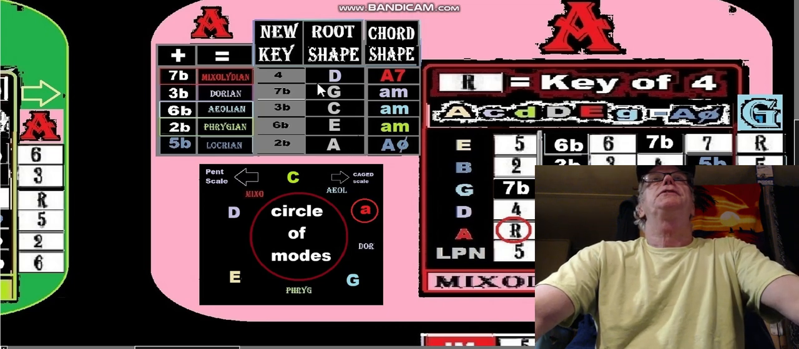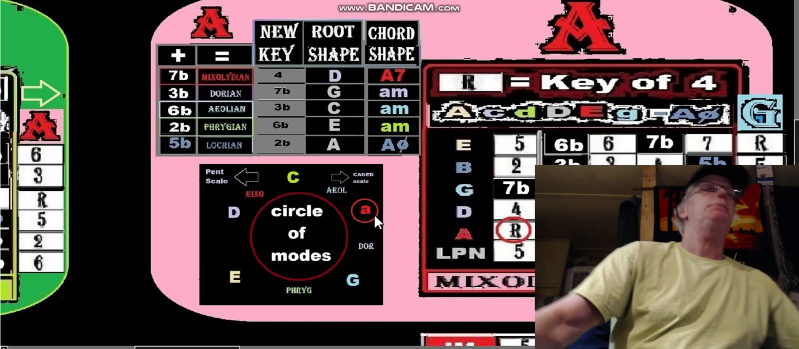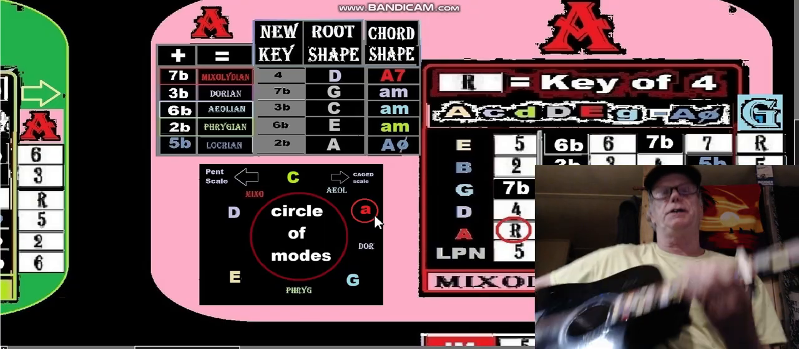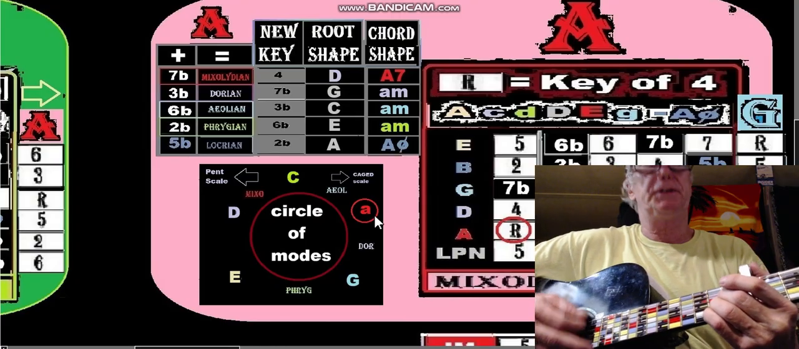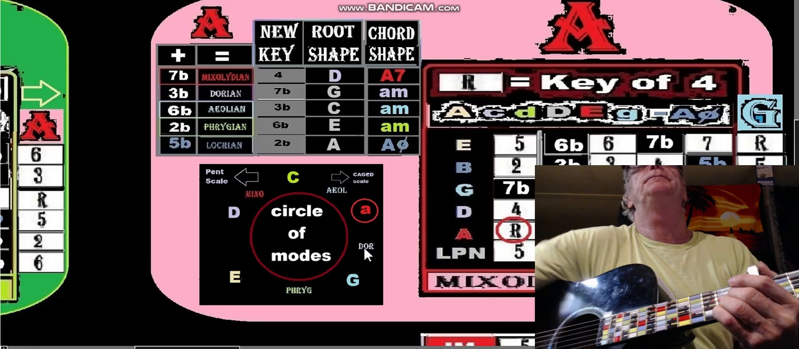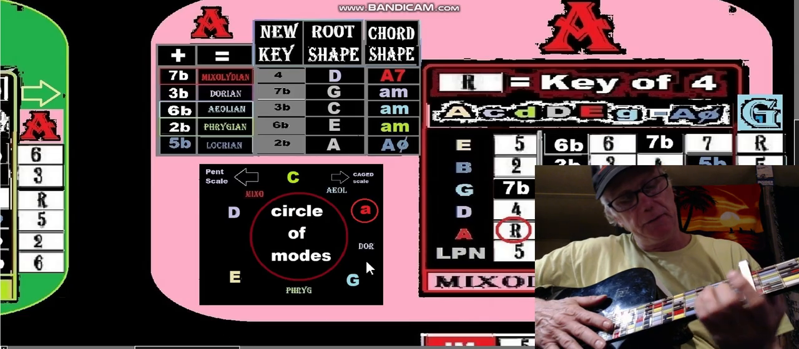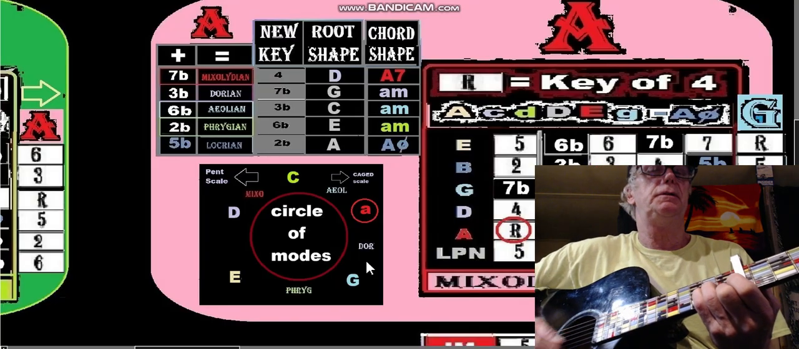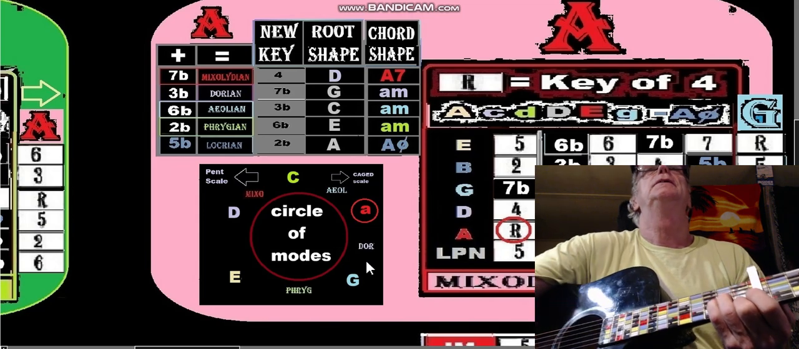So we have this chart up here, and I've mapped this onto the circle. So if I have an A minor shaped C minor, I'm up here at my A shaped C. Got the capo on the 5. You can't see it right now, but focus on this circle of modes here. If we go to the A minor shape, that's an A minor shaped C minor, okay?